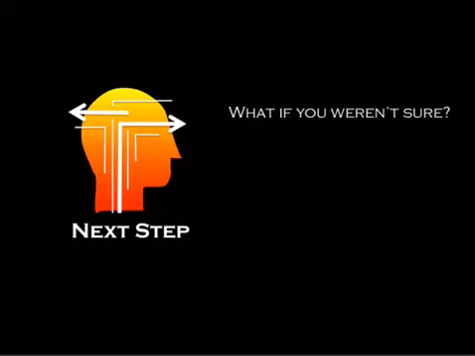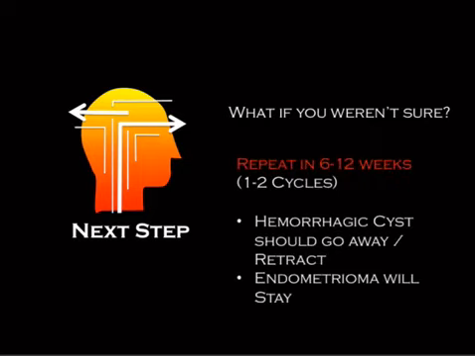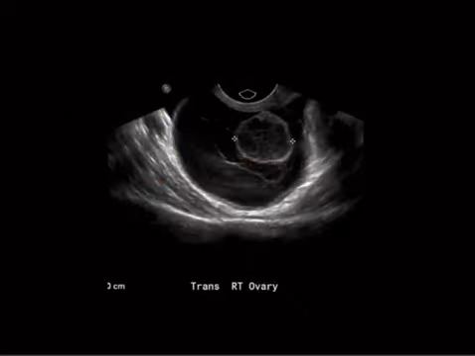That never happens. So if you were asked what you could do to differentiate those for sure, you could simply repeat the ultrasound in 6 to 12 weeks, which is 1 or 2 cycles. And the hemorrhagic cyst should continue to retract and go away, and the endometrioma should stay put. Another way to think about it is hemorrhagic cysts just look strange, and the more weird that they look, the more likely they are to be a hemorrhagic cyst. This is a hemorrhagic cyst that is like a retracting clot thing. You would not know that unless you had followed it.